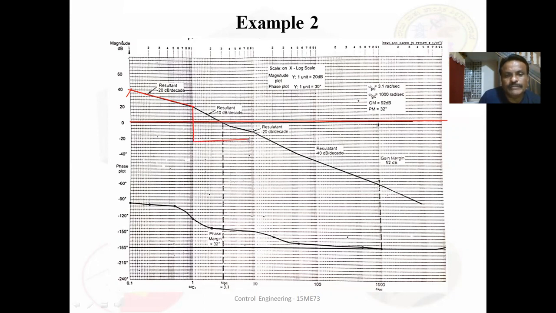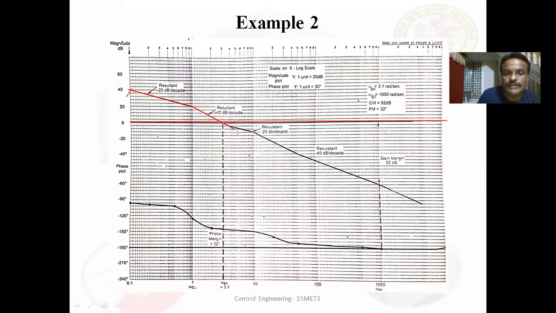Then a decade. So we are supposed to join from one to ten, but we have a corner frequency. What is the next corner frequency? That is 4 radian per second. So we have to stop there. The next corner frequency is 4 radian per second.